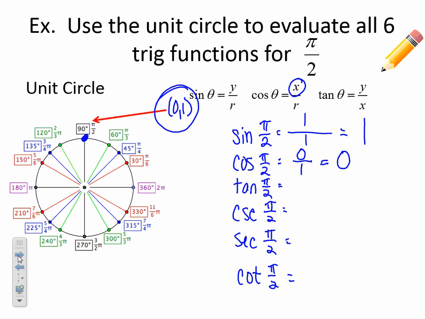Tangent of pi over 2. So tangent is y over x. So y is 1, x is 0. Again, this is another one of those undefined. Let's go cosecant. Remember the reciprocal relationship. Reciprocal of the sine. So if I flip it over, it's still 1 over 1. Makes 1. Secant, reciprocal of the cosine. So now it's 1 over 0, which is undefined. And now cotangent, reciprocal of the tangent, 0 over 1, which you can simplify to make 0.